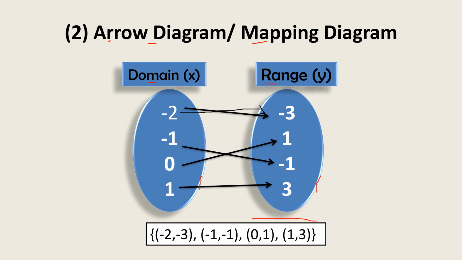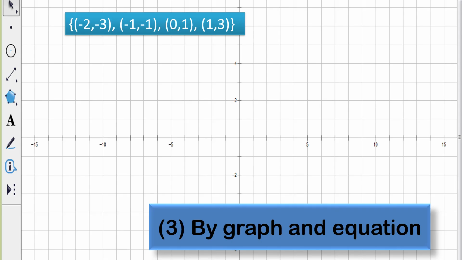Okay? Ang next natin na illustration or way in describing a relation is by making use of a graph and an equation. Sorry about this. Nakatagilid lang siya. Okay? In describing a relation, we can use a graph and an equation. Isn't it that in making a graph, we need points? Tama ba? And this set of ordered pairs is a numerical representation of points. Tama ba?